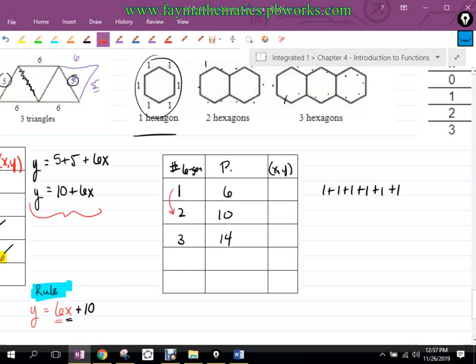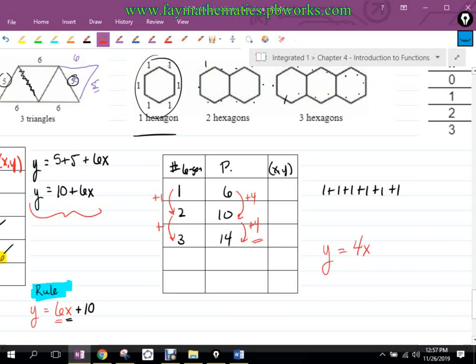So here's the question. Are these increasing by 1 each time? Okay. So what are these increasing by? 4. So what is the common difference? 4. So when I write my equation, y equals at least 4x, right? That's the start of my rule.